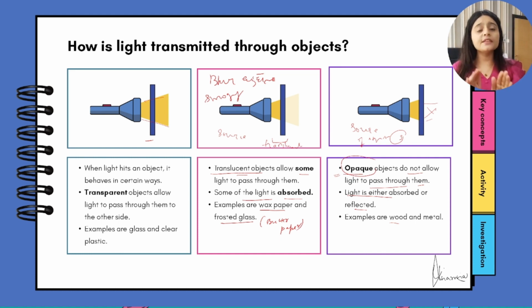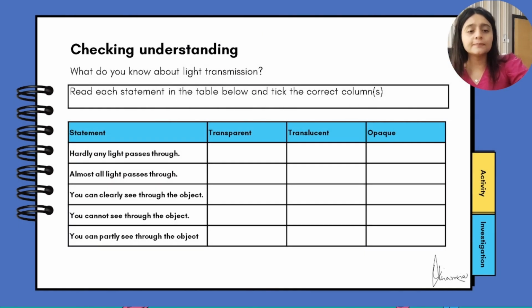Okay, so this is followed by certain activities which make your understanding very easy. Okay, let's see what the activities are. What do you know about light transmission? Right now we have studied when light is transmitted through different kinds of objects, that is transparent, translucent and opaque objects. This process is known as transmission.